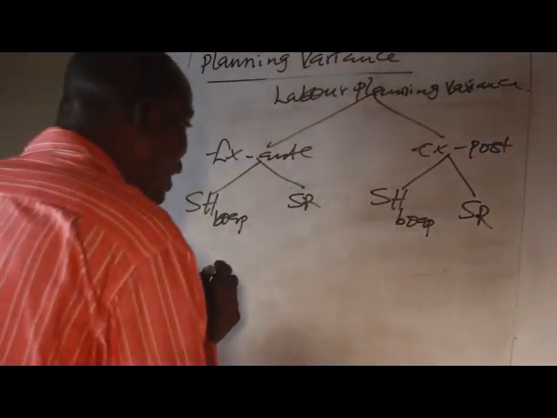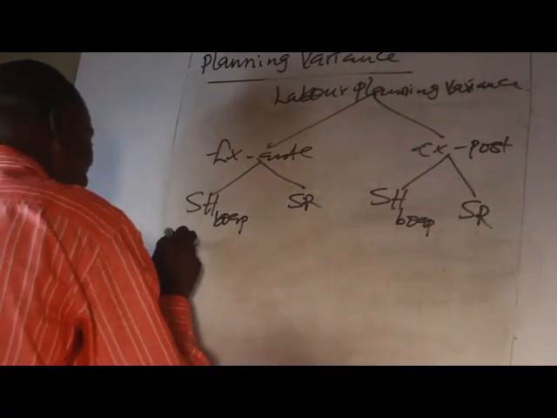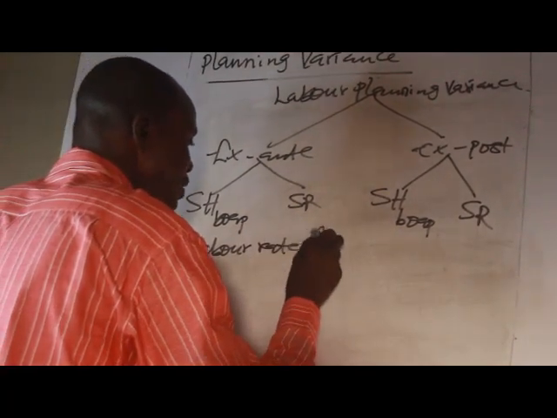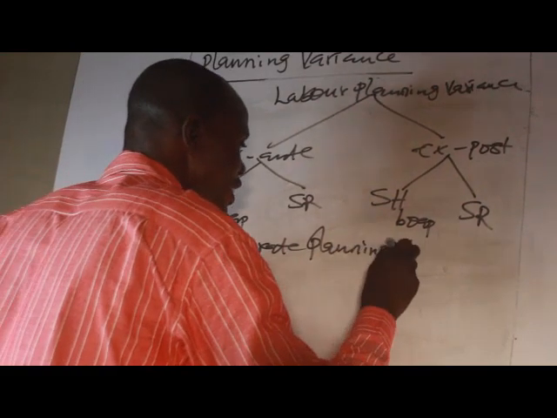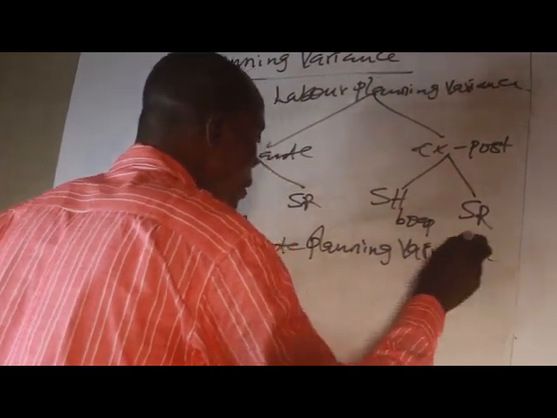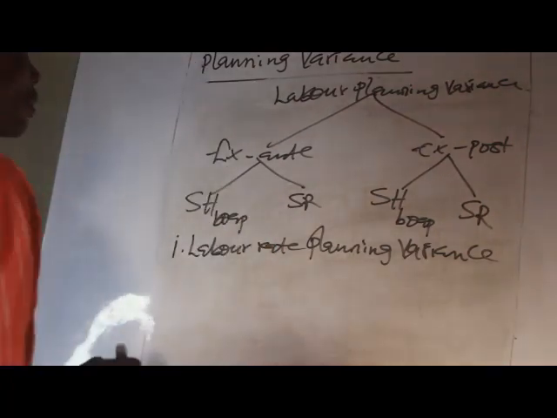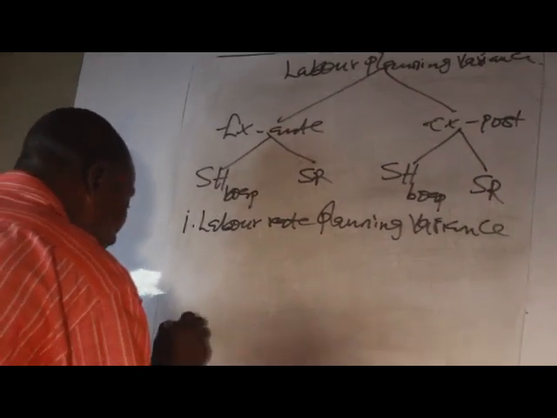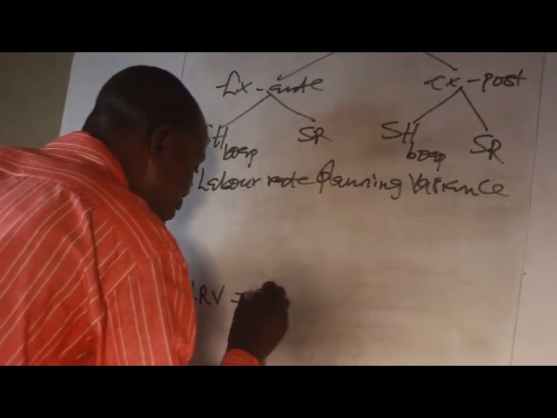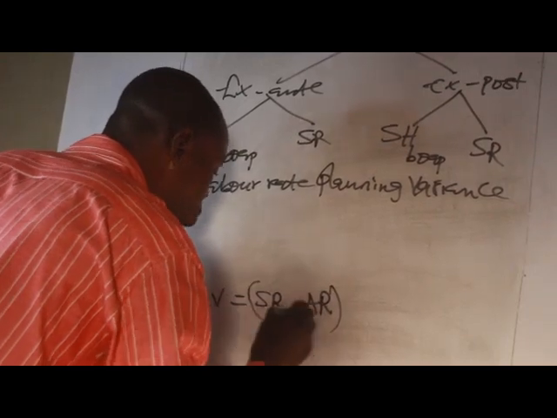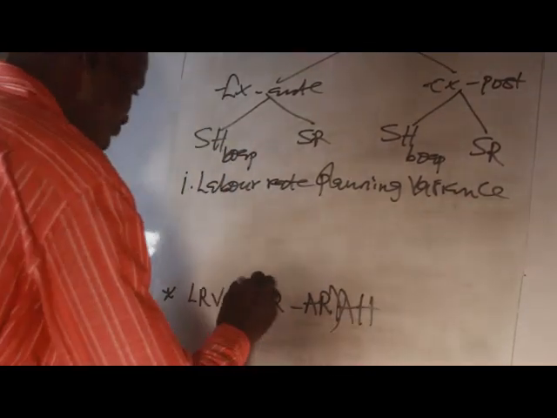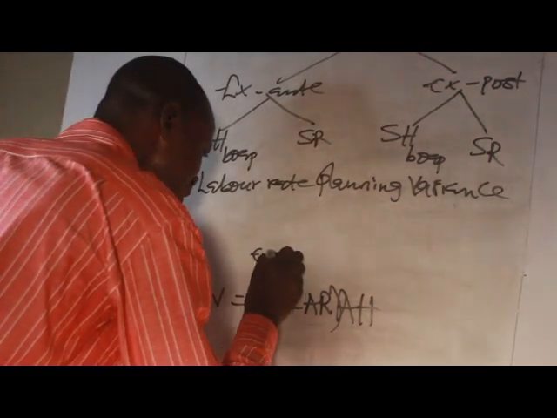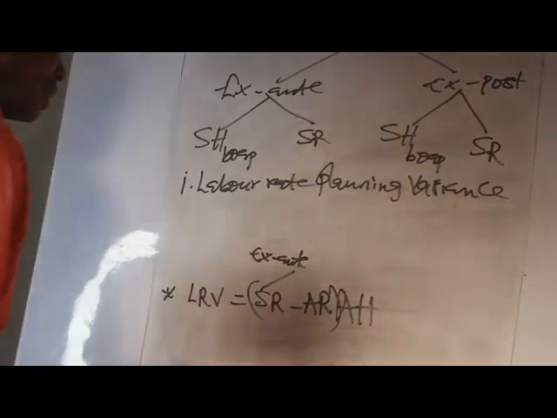So labor rate planning variance now. Labor rate planning variance is ex ante minus ex post. So under the traditional variance, we say labor rate variance equals standard rate minus actual rate multiplied by actual hours. So this one, the standard rate here becomes ex ante. So that means we have ex ante standard rate.